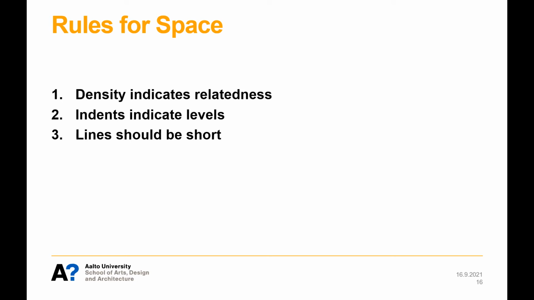There are a few rules for space that your editor will follow, that you should follow yourself. Basically, density indicates relatedness. If words are clumped together, they are related to each other. Indents indicate levels. So if you have a nested if statement, the further the line is indented, the deeper down the if statements it is. And lines should always be short, especially if you only have one screen and you're having separate windows open. You do not want lines to disappear into nothingness, or even worse, lines starting to have forced breaks in them, because that makes everything incredibly hard to read.